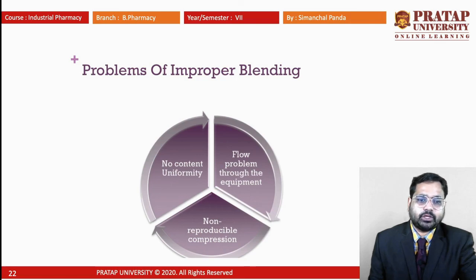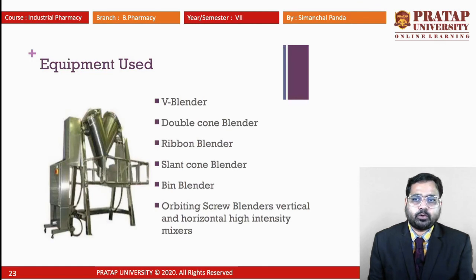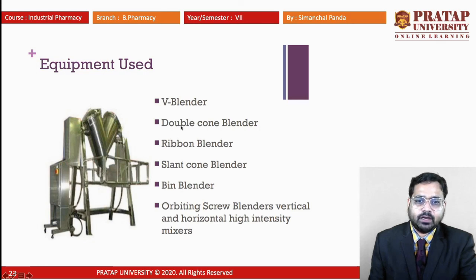Flow problems through the equipment, generally through the hopper: whenever the granules come from the upper hopper to the compression die cavity, we can see that before compression the weight may vary due to non-flow of the granules. They may flow at different rates, so this can be minimized by drying properly or by adding different types of granules. Then non-reproducible compression: sometimes if we are not blending properly, it leads to problems during compression.